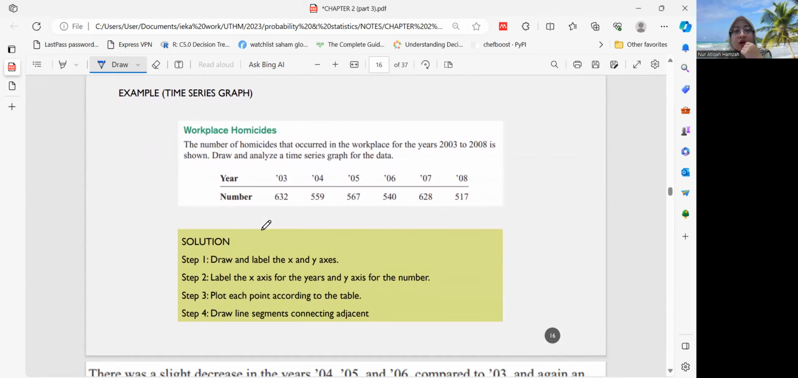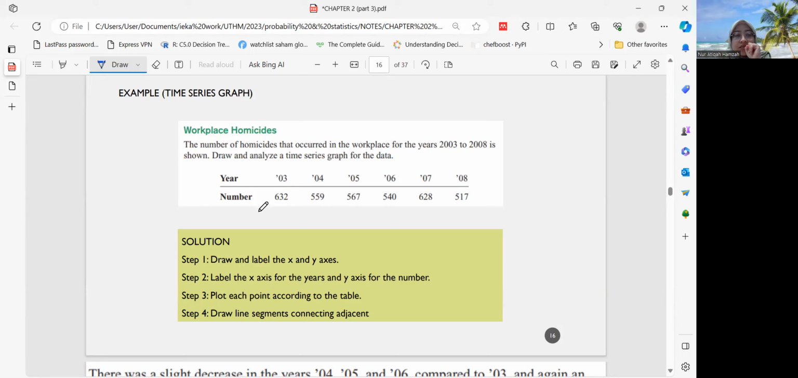The number of homicides that occur in the workplace for the years 2003 to 2008 is shown. Draw and analyze a time series graph for the data. So in year 2003, 2004, 2005, 2006, 2007, and 2008. So the year, the time will be our x variable, and number is our y variable.